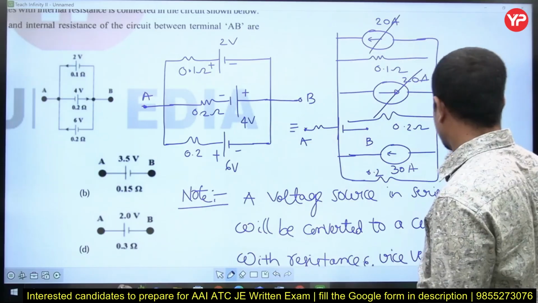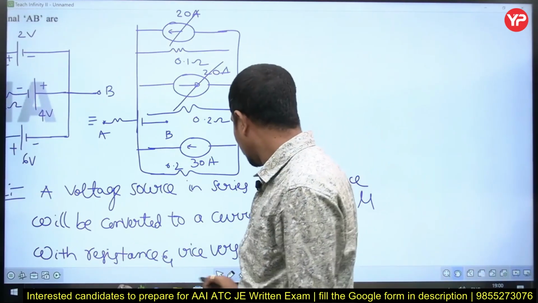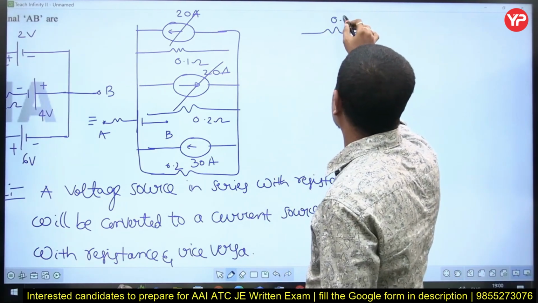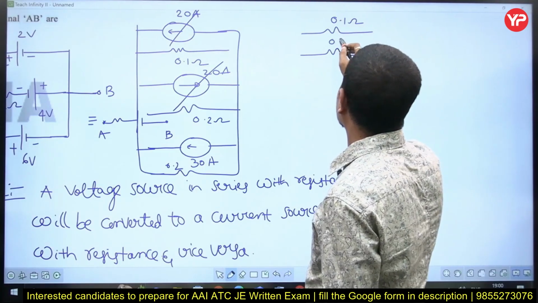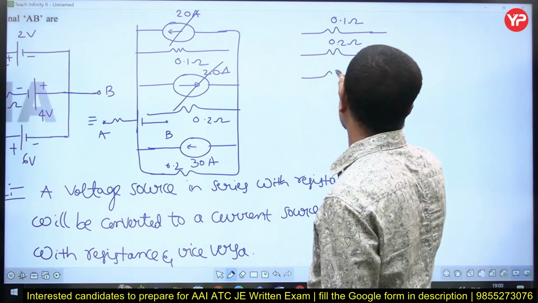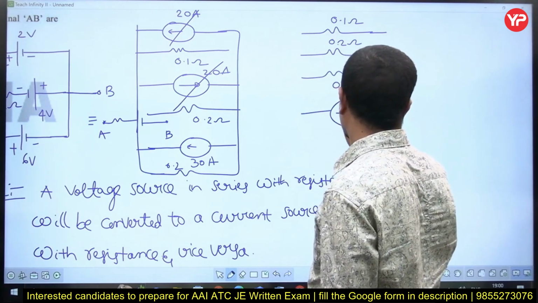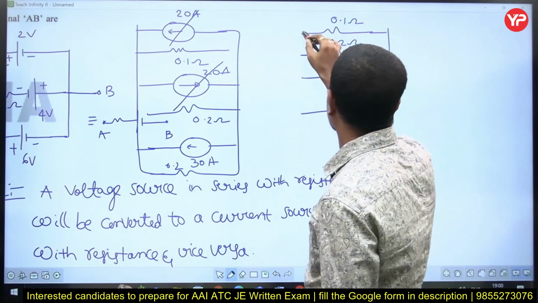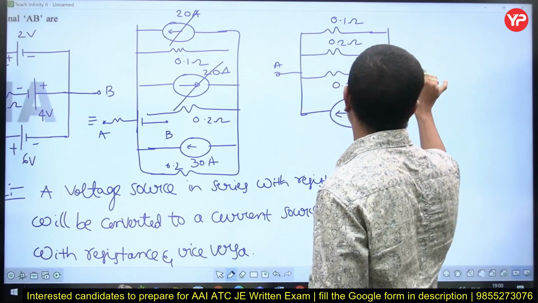Now what I am left with, I am drawing the diagram very clearly here. I have a 0.1 ohm resistance, another 0.2 ohm resistance, and another 0.2 ohm resistance, and I have one 30 amperes source left. Why? Because the previous 20 amperes is gone. This is A and this is B.